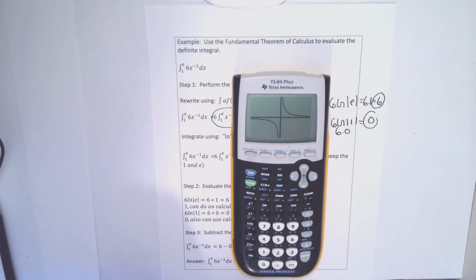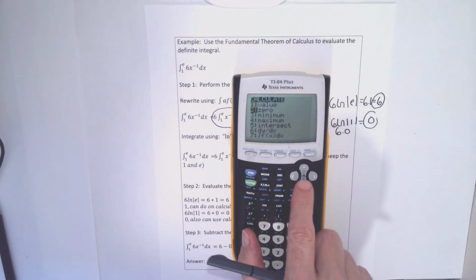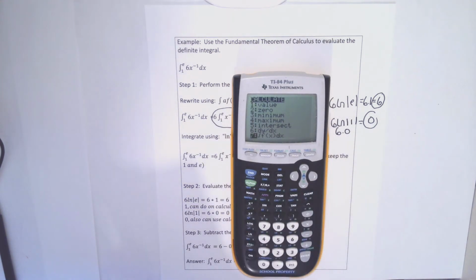And now my calculator is going to find the area of 6 for me. How do I find areas, or how do I find definite integrals? I go second, hit the trace calc key, go down to option 7, and my calculator works backwards than by hand. By hand, I do the top number first and the bottom number second. I don't know why the programmers of this calculator do it backwards, but they do. After I hit enter right now, I need to type the 1 in first. So first I'm going to type the 1 and then hit enter.